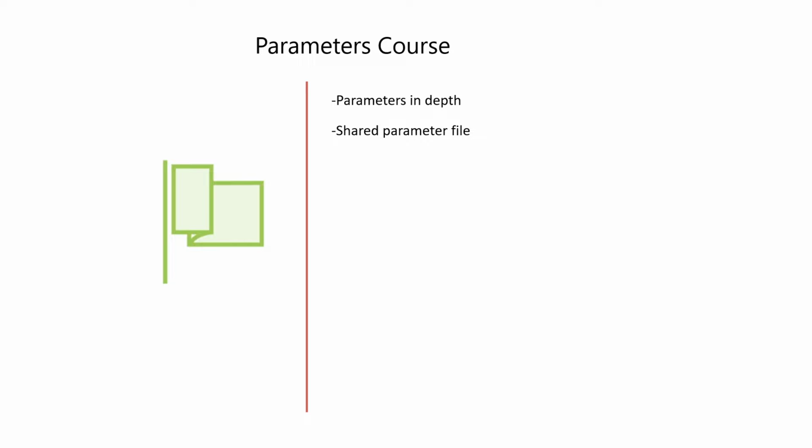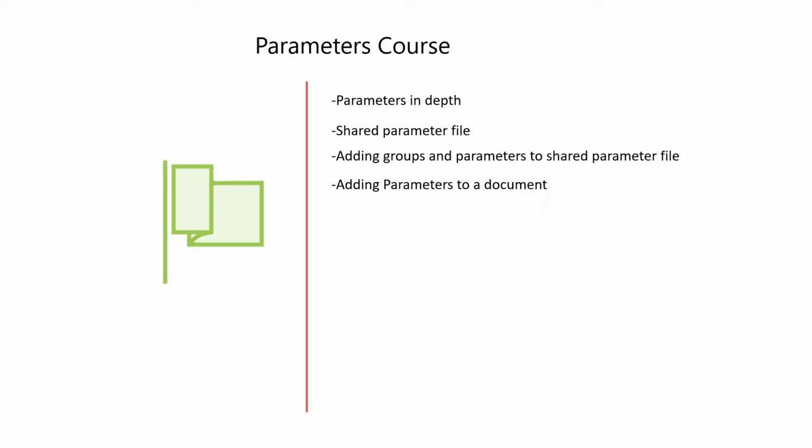Also, you will learn a lot about the shared parameter file and how to work with it. For example, how to add groups and parameters to a shared parameter file. You will also learn about adding parameters to a document, and all classes regarding Revit parameters, because you may think that there is only one class for it that is called Parameter. There is actually more to it. So we'll go through all classes that have to do with parameters.